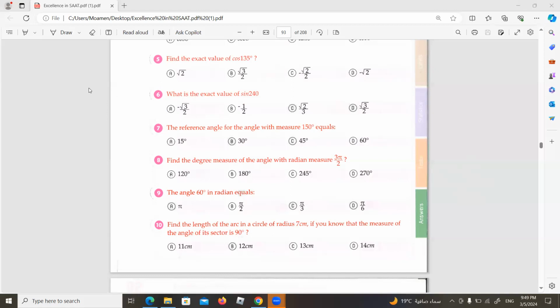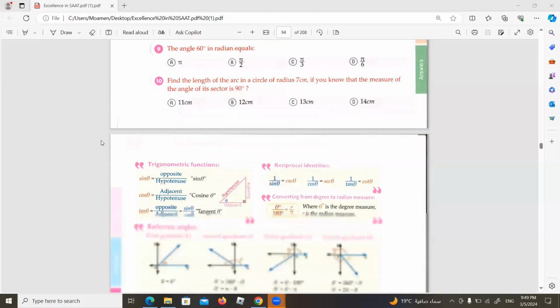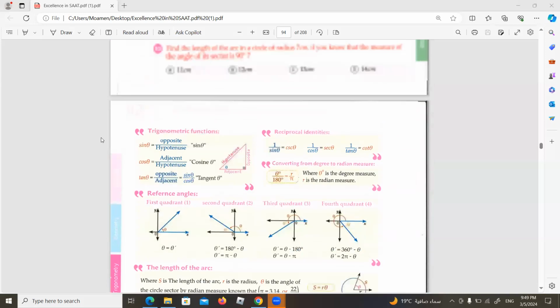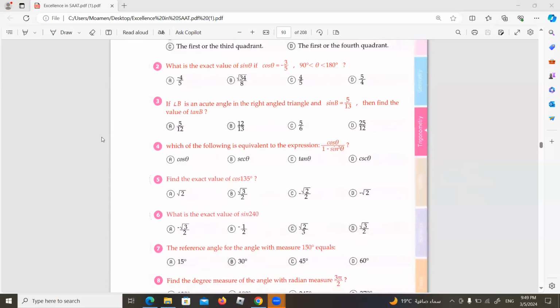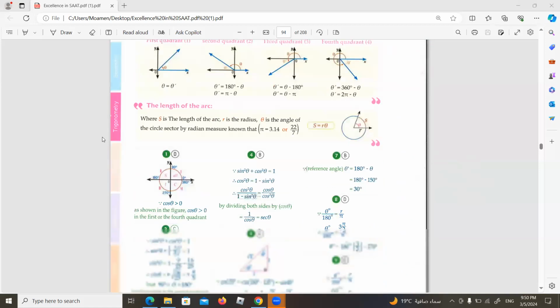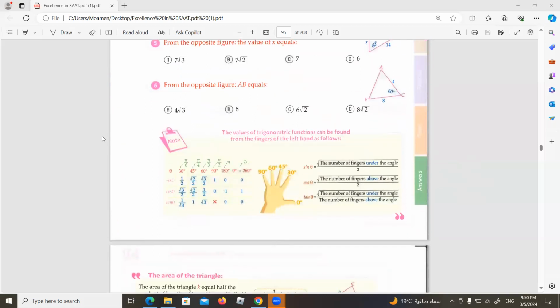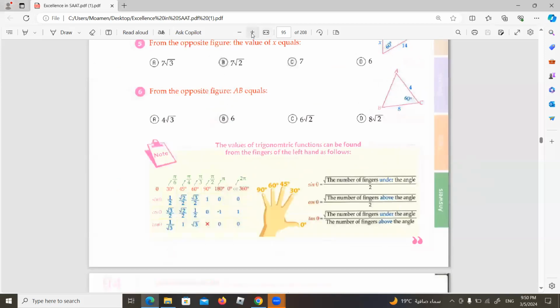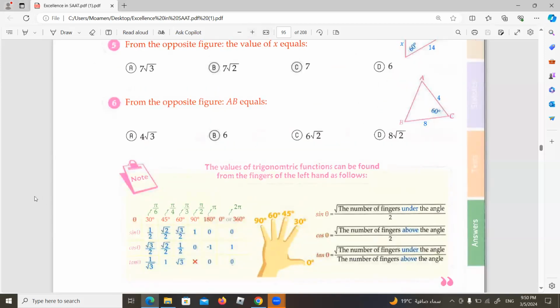Cosine 135. Pay attention with me. Here, at the beginning, we have some famous triangles. These famous triangles are related to knowing the sine, the cosine and tan for some famous angles. These are the angles. Pay attention with me, please. You must know this.